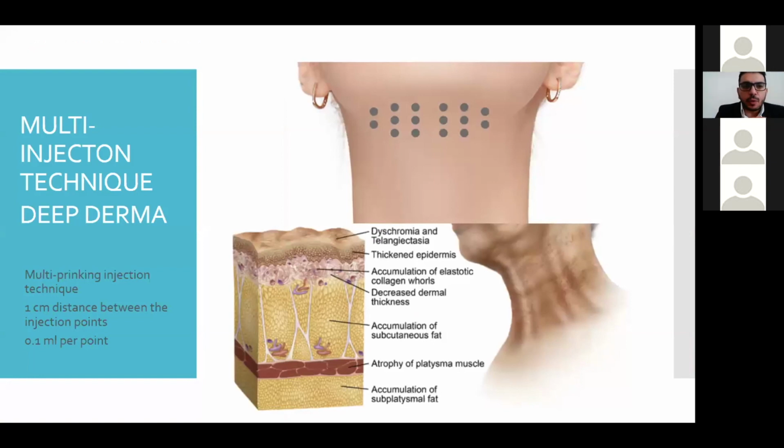The last and the most important technique, which is very famous, is the multi-injection technique, and it's in the deep dermal, of course. We will not go subcu because this will be a very little amount of the product, 0.1 ml per injection point, and the injection points will be 1 centimeter apart from each other. You can use this technique in the face, in the cheeks, around the eyes, the jawline, or you can use it, of course, in the neck. And it's not only for the double chin, as in the picture, you can use it even for the treatment of the fine lines that come over the neck.